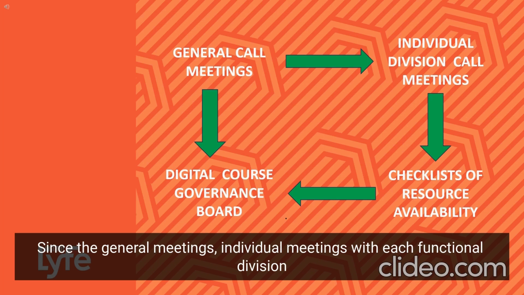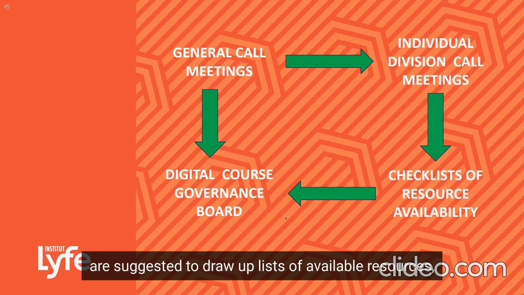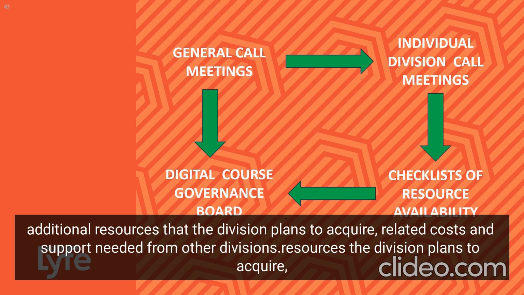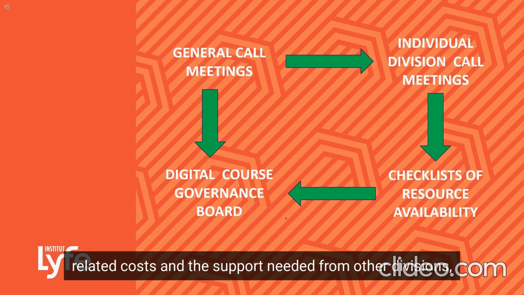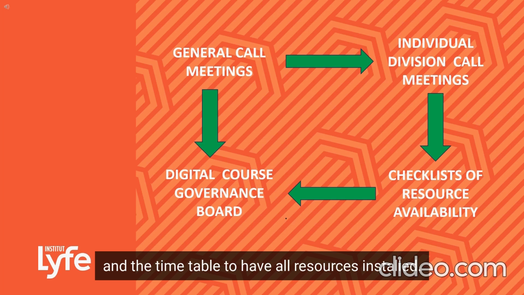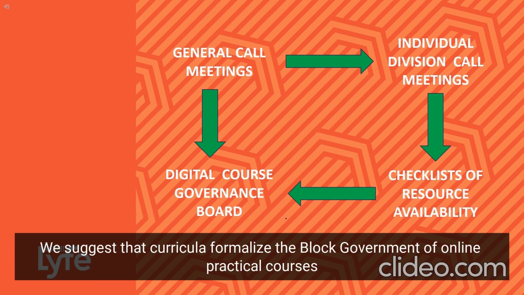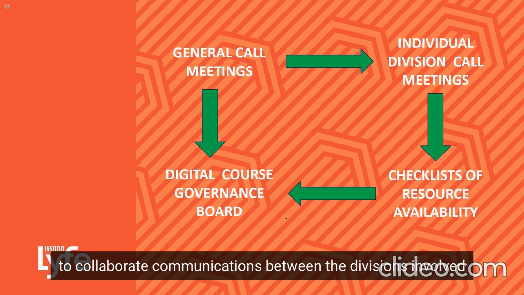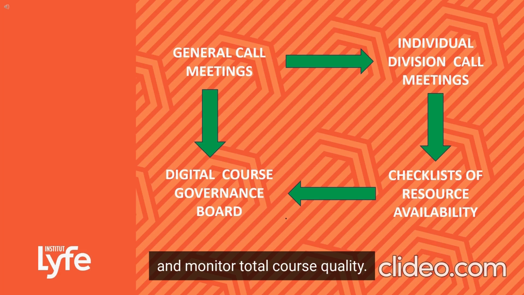From the general call meetings, the individual meetings with each functional division are suggested to make the checklists of available resources, incremental resources that the division plans to acquire, the related costs, and supports needed from other divisions, for example, people, digital equipment training, etc., and the timetable to have all resources installed. We suggest the school programs formalize the online practical course governance board to collaborate the communications among the involved divisions and monitor the overall quality of courses.